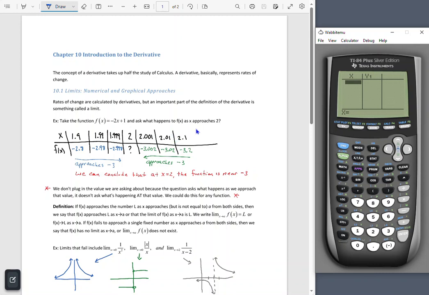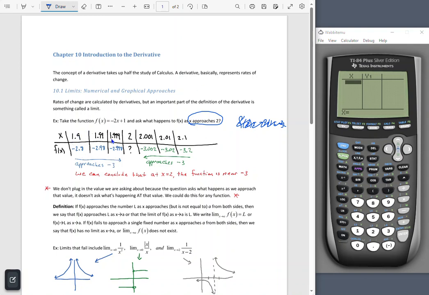Now, does it ask what's f of 2? No, we can find f of 2. That's pretty easy. F of 2 is negative 4 plus 1, which is negative 3. But it didn't ask for what's happening at 2. We don't care what's happening at 2. We want to know what happens to the y values as x gets close to 2. It's like, I've already decided I love this house, but now let me just take a look at the neighborhood. Ignoring the house, what does the surrounding area look like?